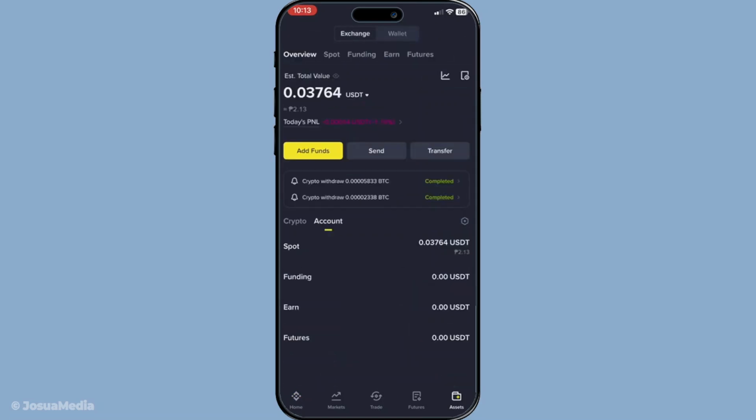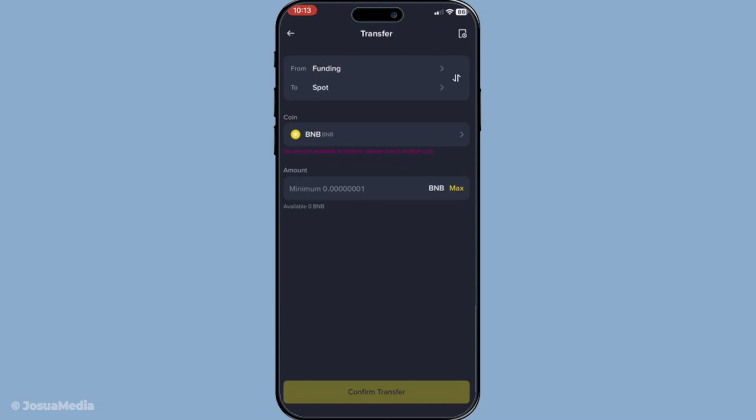This step is important because having funds in your margin wallet is essential to start your margin trading journey. Ensure you're transferring only what you're comfortable trading with, bearing in mind the volatile nature of the activity.